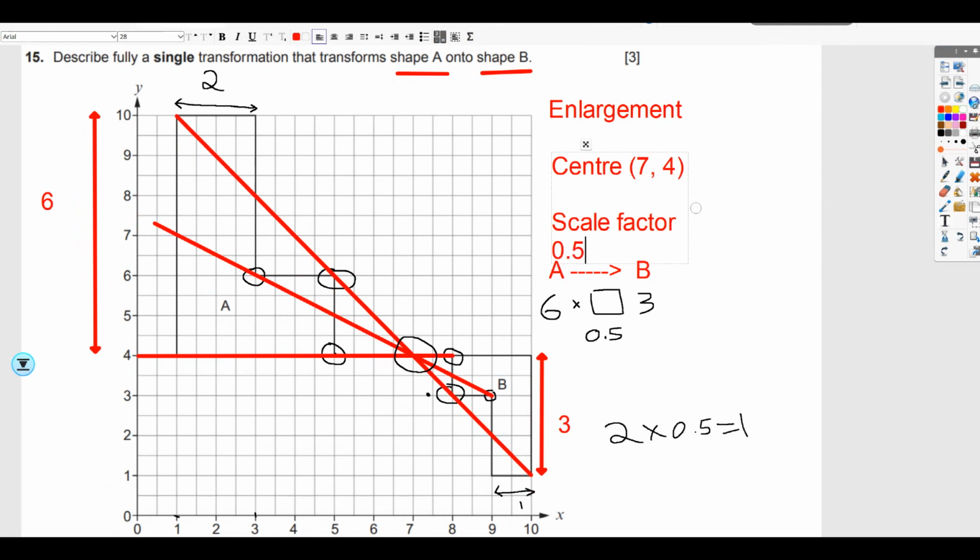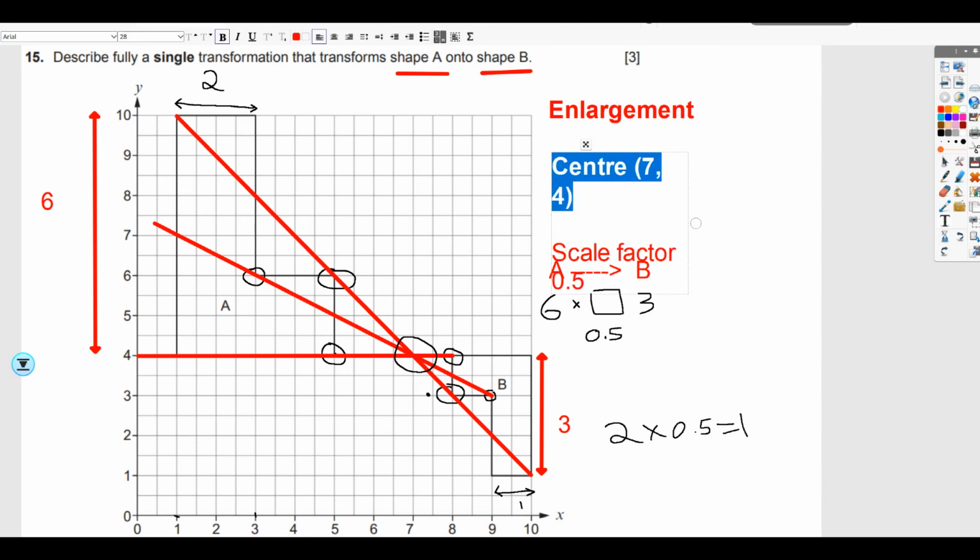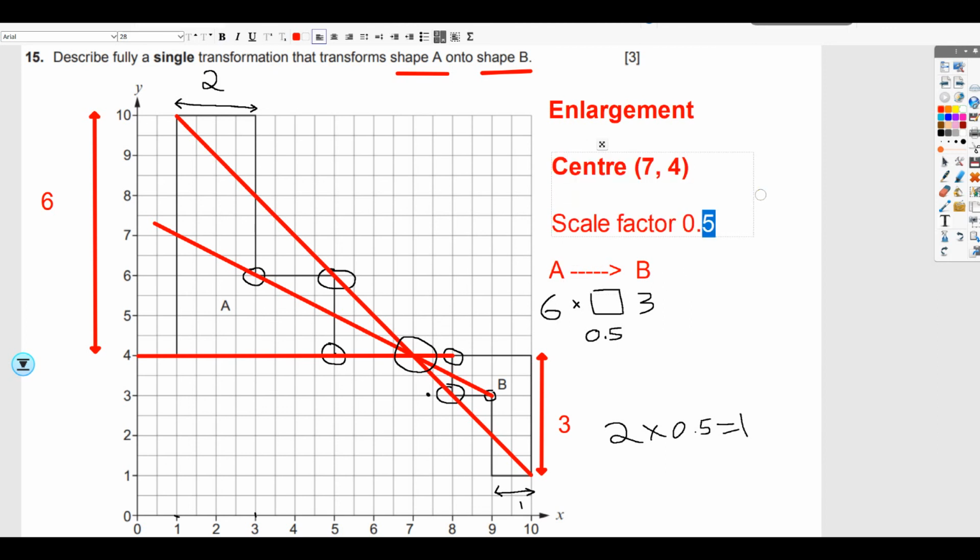And if you put that in as your answer, saying it is an enlargement, that's 1 mark. The word enlargement would be a mark. Saying center 7, 4 would be another mark. And the last mark would be scale factor 0.5. So that is how we would approach this question, and it's very similar to the one that you have.